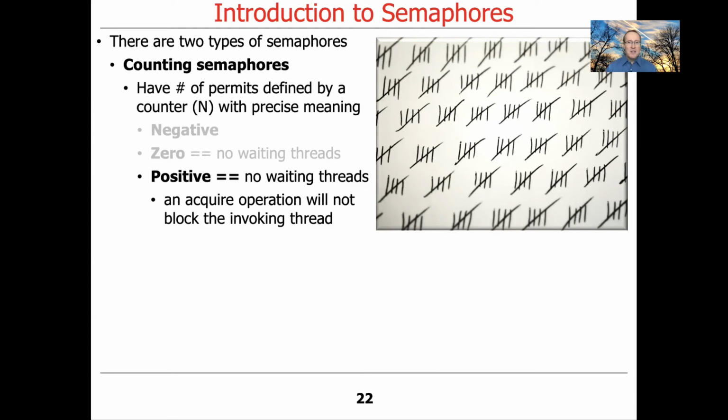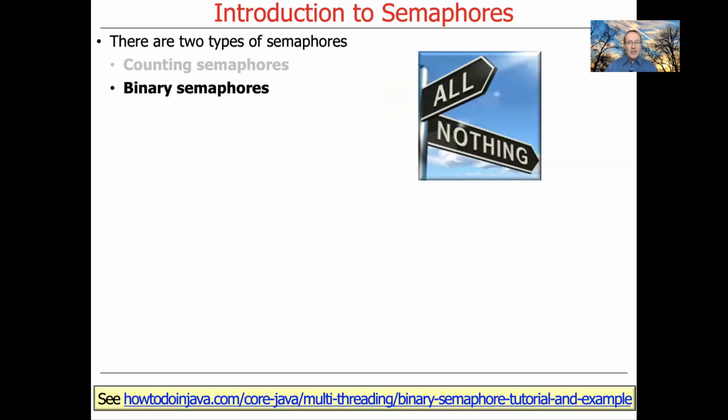Now, keep in mind, this is conceptual. When we actually implement a semaphore, we might choose to implement it in such a way that the count actually doesn't ever go negative. But that really is an implementation detail, and we'll talk more about that when we get further along. So a counting semaphore can basically be used to keep track of how many resources are available.